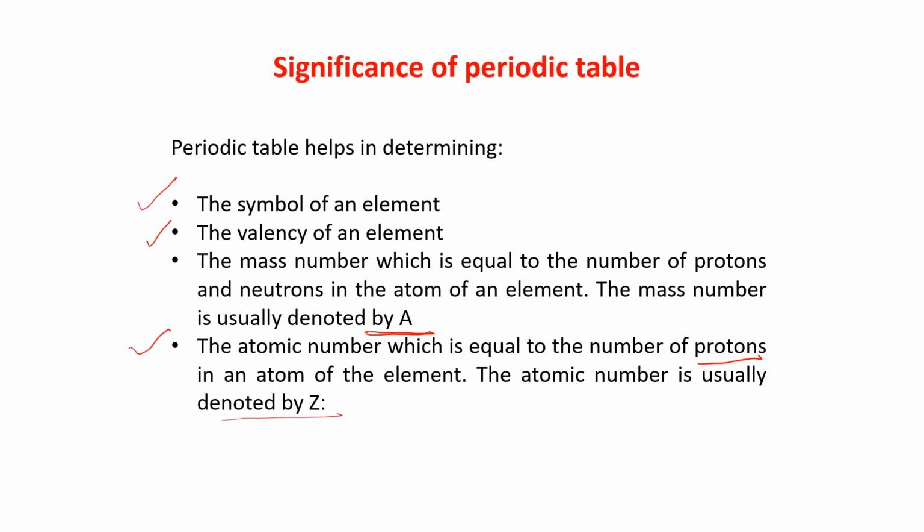So suppose my element is X, we denote the atomic number and mass number in this way: the mass number is written here and the atomic number here. Okay, am I clear? So carbon is 12 and 6. Sometimes we get 6, 12 also. Okay. So these are the significance of the periodic table. Please learn this.